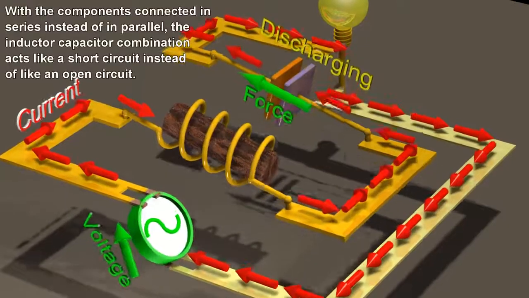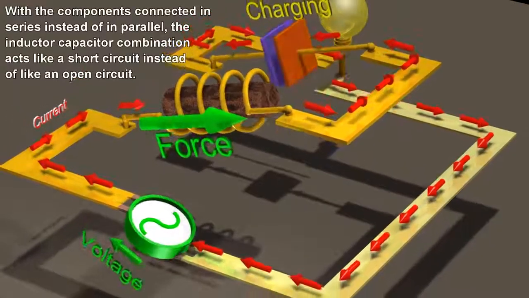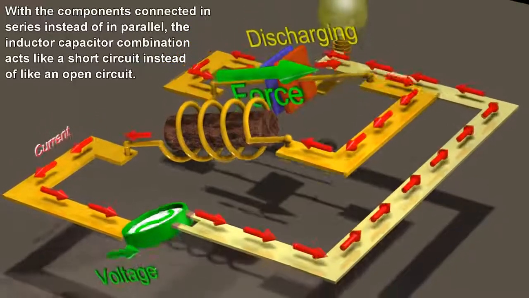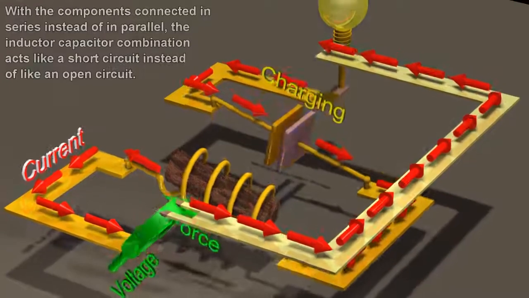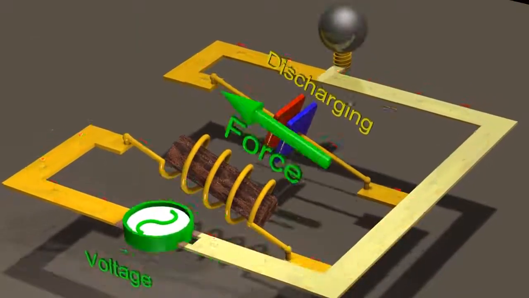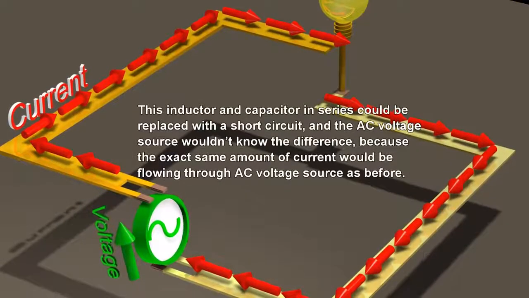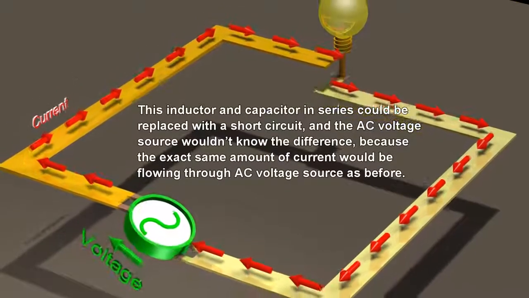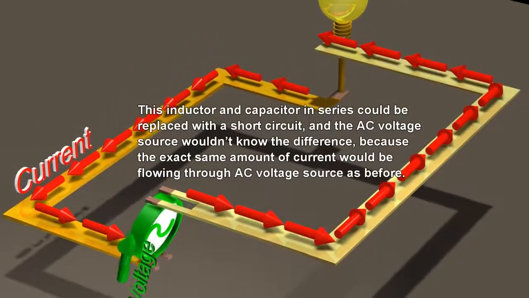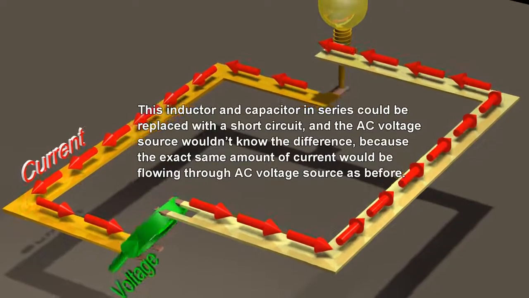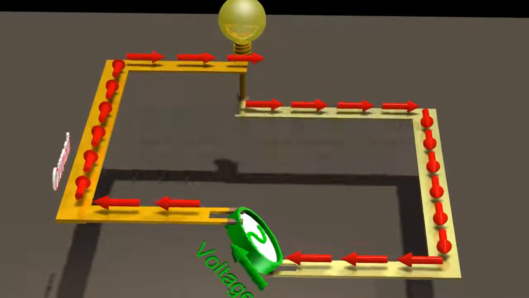With the components connected in series instead of in parallel, the inductor-capacitor combination acts like a short circuit instead of like an open circuit. This inductor and capacitor in series could be replaced with a short circuit, and the AC voltage source wouldn't know the difference, because the exact same amount of current would be flowing through the AC voltage source as before.